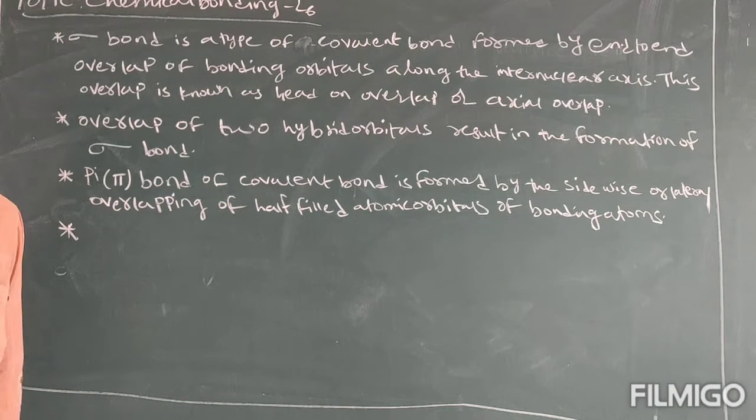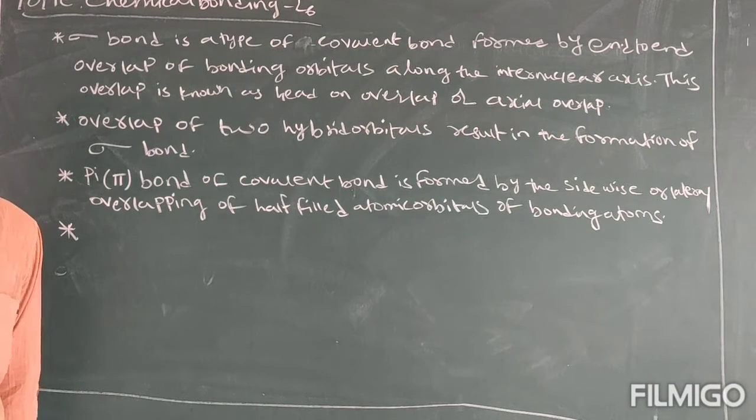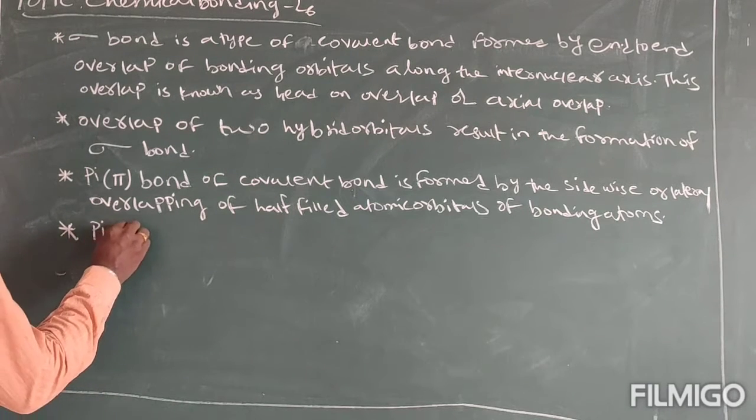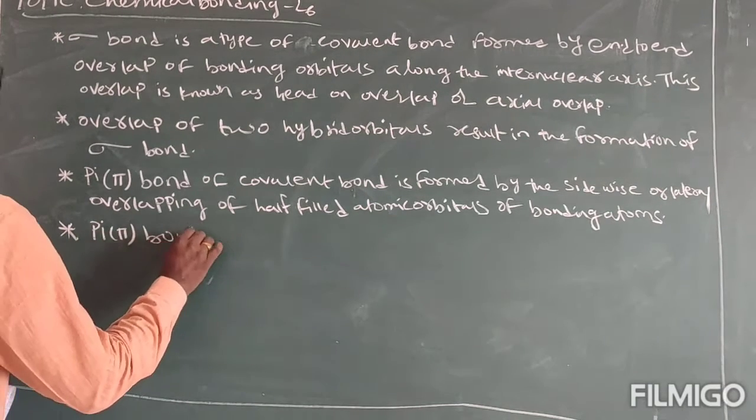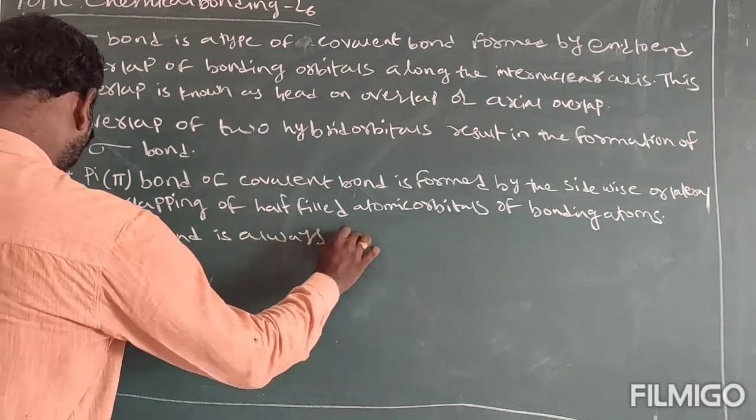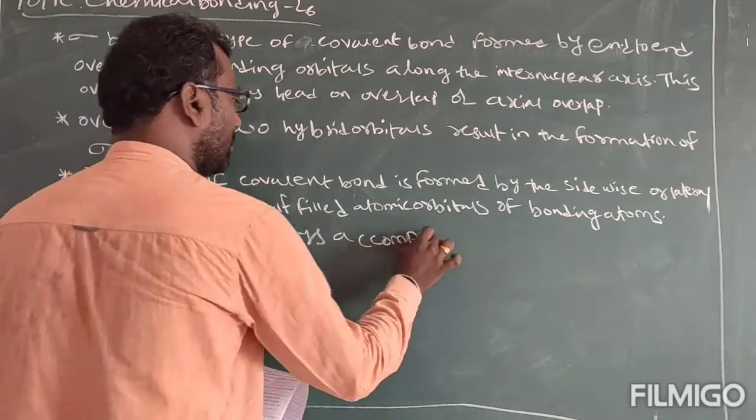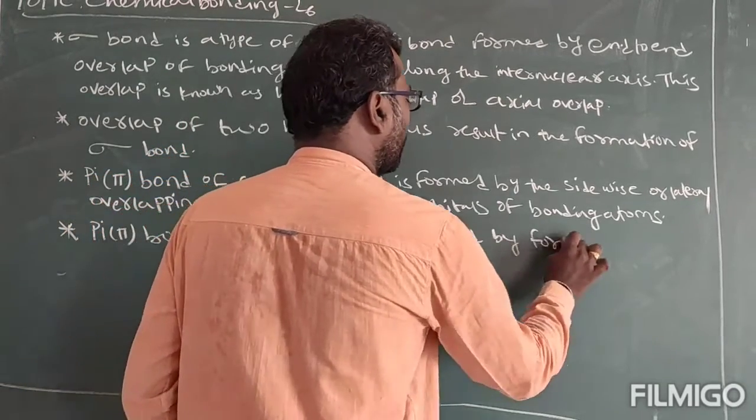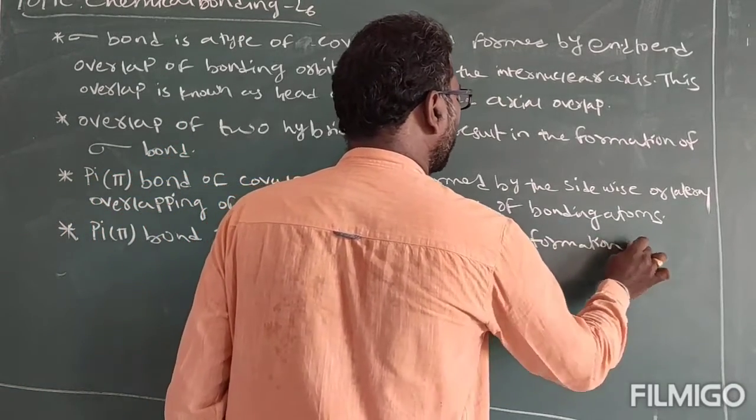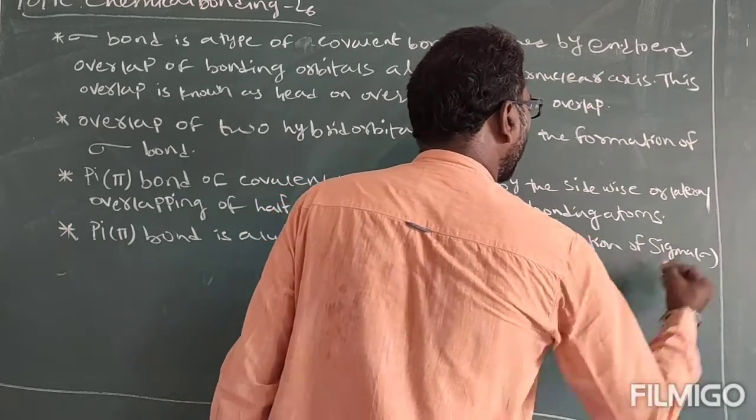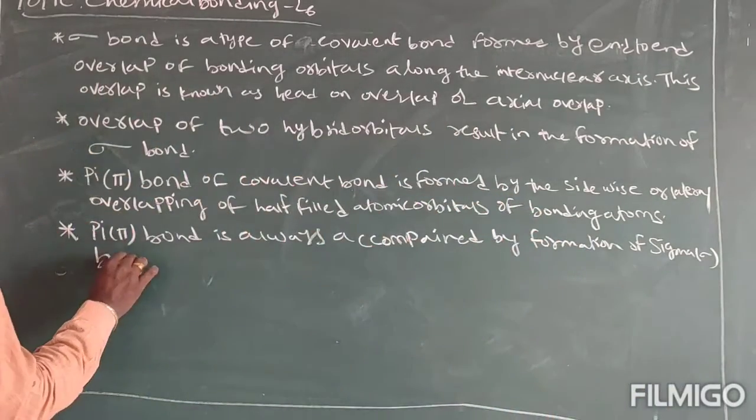And a pi bond is always formed only after the formation of a sigma bond. So a pi bond is always accompanied by the formation of a sigma bond.